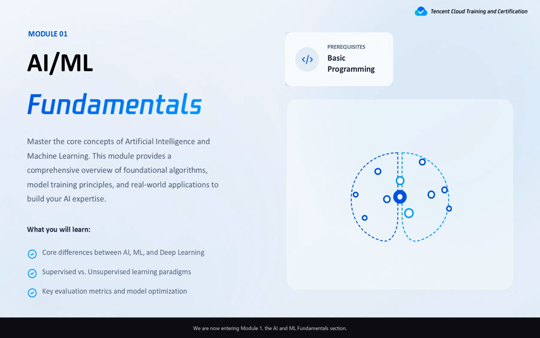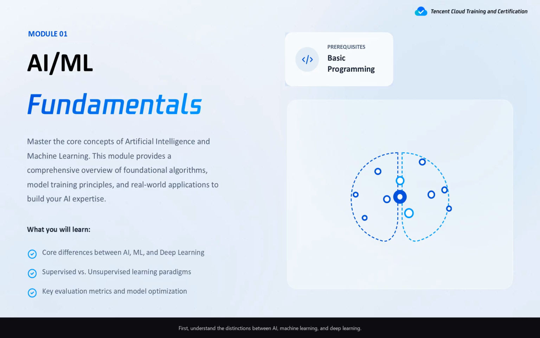We are now entering Module 1, the AI and ML Fundamentals section. This module is the conceptual bedrock for everything that follows. If you find the later modules on Hunyuan APIs or TI1 model training abstract, come back here. The vocabulary and mental models you build in Module 1 will make the rest far more accessible.